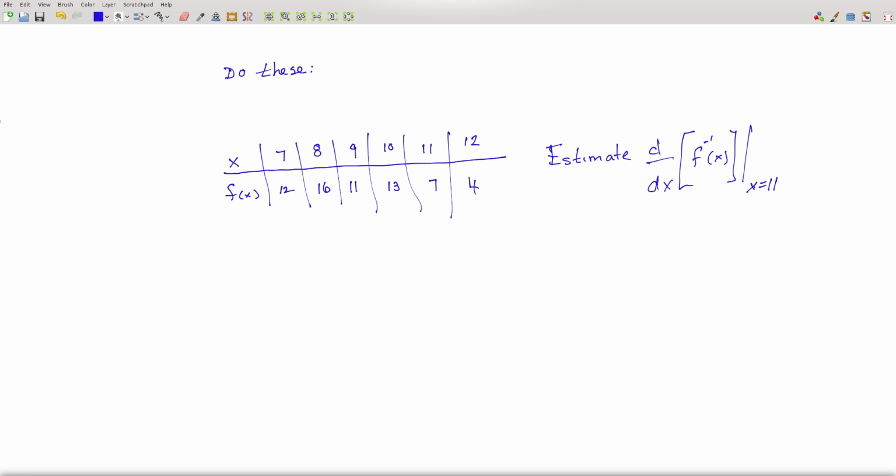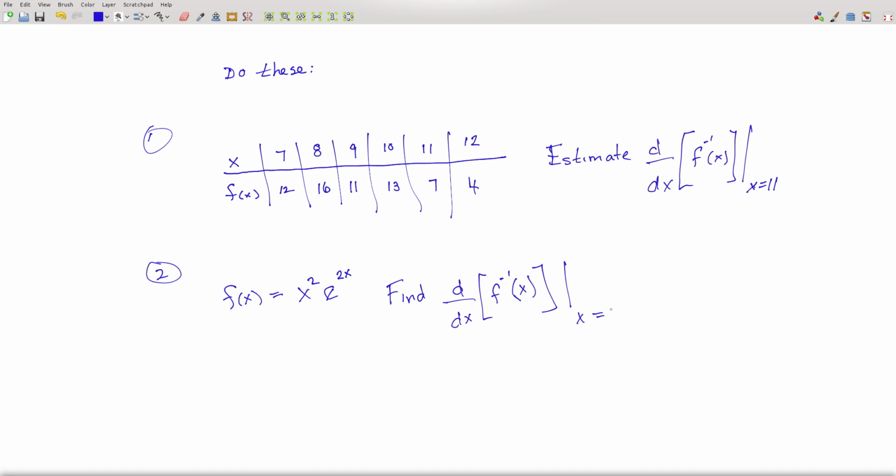So there's the first of the additional problems. The second of the additional problems, I'm going to give you that f of x equals x squared times e to the 2x. I want you to find the derivative of the inverse of f of x evaluated at x equals 3.